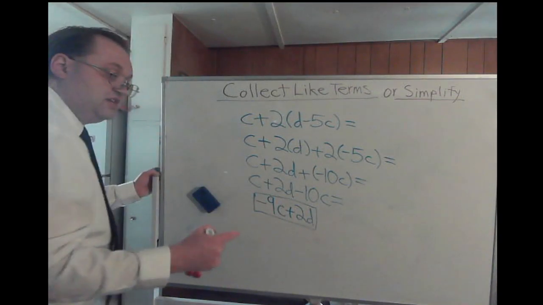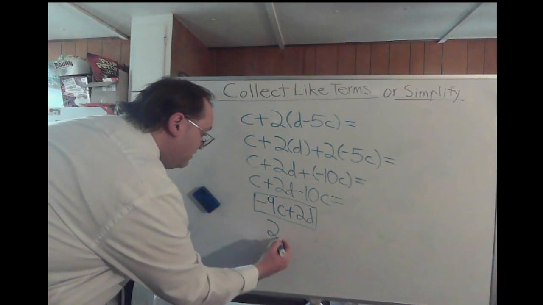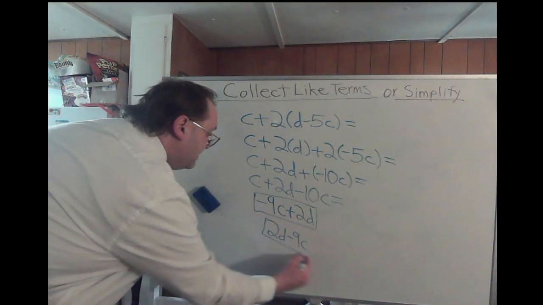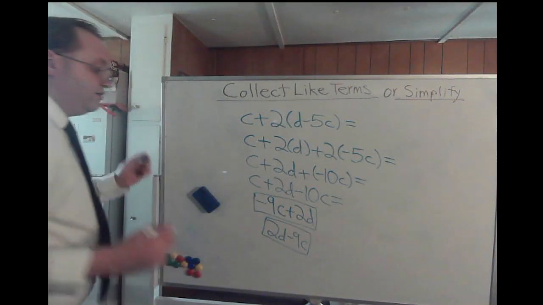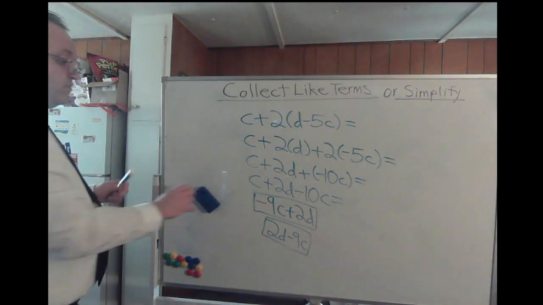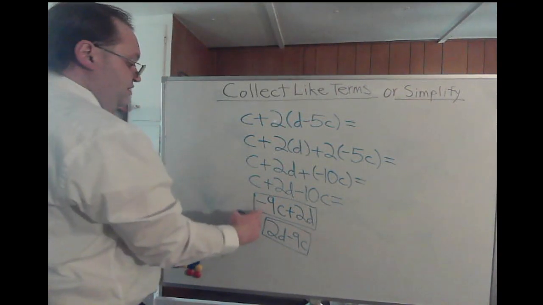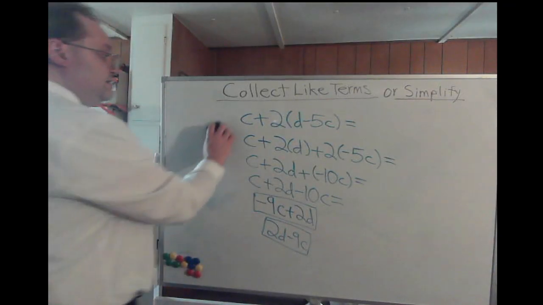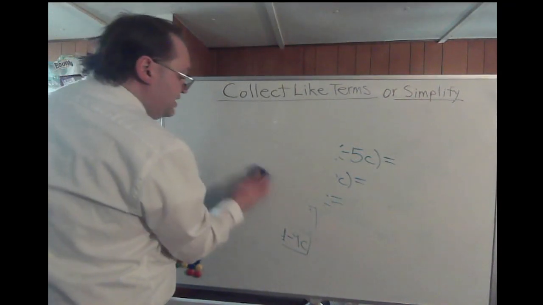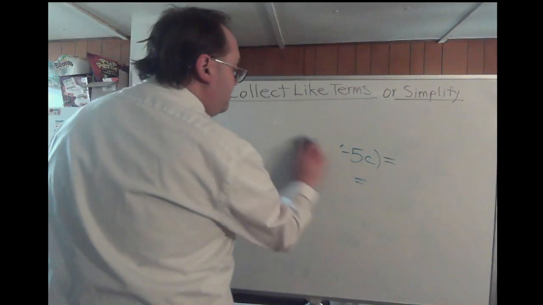Or if you want to use the commutative property, you could switch it around. You can do 2d minus 9c. That's another way you could find it written as 2d minus 9c. Either answer would be correct. But that was a good review one because it brought in the distributive property.